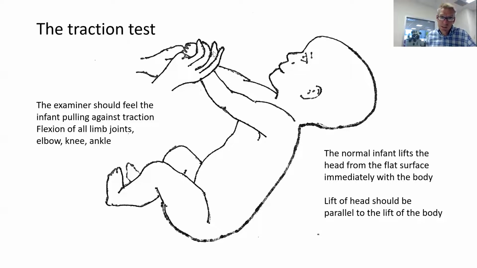So that's extreme hypotonia. When you pull the baby up, the examiner should feel the infant pulling against the traction. They tend to pull just a little bit, and as they get older, they pull even more. And as they get older, they should have flexion of all their limb joints, at their elbows and their knees and their ankles. If they don't have flexion, but they've just got extension and complete floppiness, then the baby has a hypotonic syndrome.